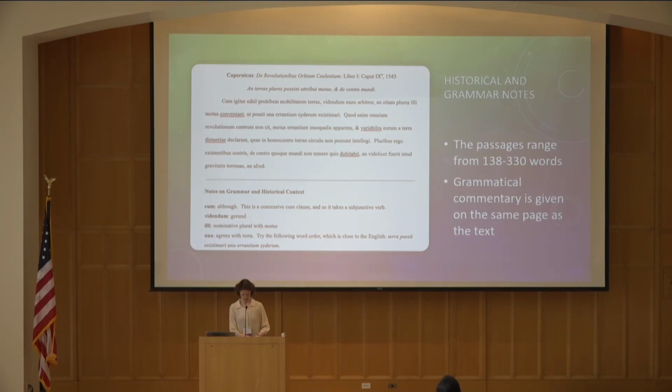Another thing I tried doing was rearranging the Latin or the Greek words in a way that was close to English word order. In the very bottom comment, I say, try the following word order, which is close to the English. This corresponds with the second line of original text up there. Ut possit una errantium siderium existimari. I found the syntax potentially complicated for an intermediate student, so I rearranged the Latin words into something closer to our syntax. Terra possit existimari, una errantium siderium. The Earth is able to be thought of as one of the wandering stars, that is, as one of the planets.